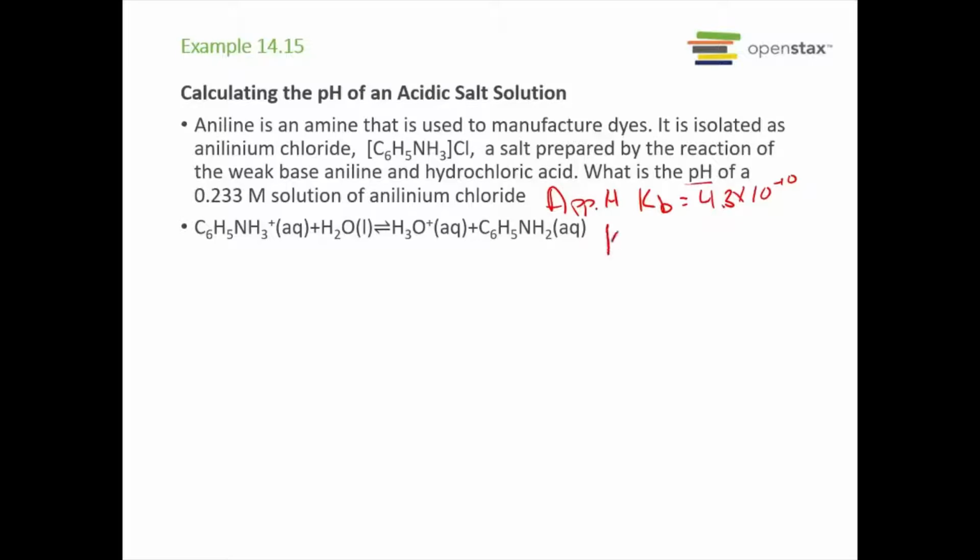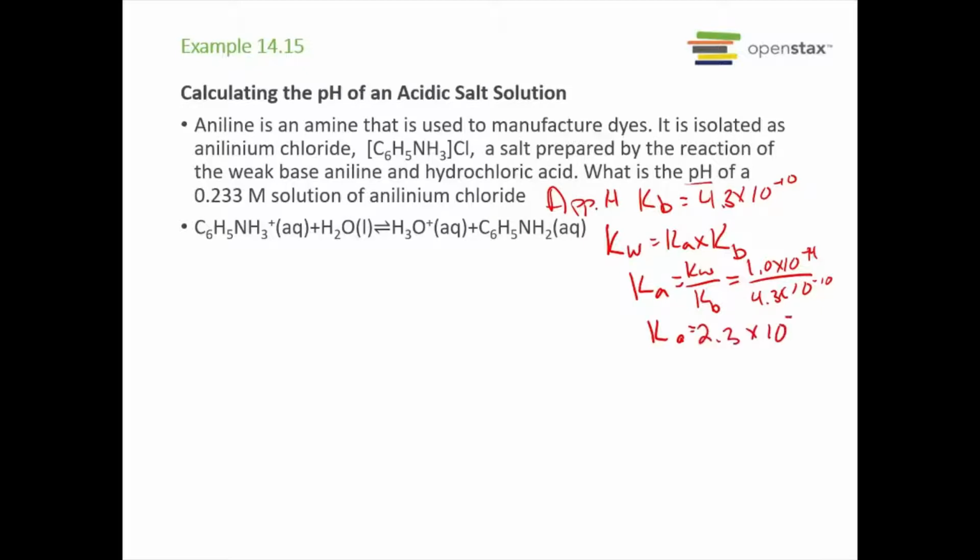And recall that Kw is equal to Ka times Kb, so we can find Ka then. Ka equals Kw divided by Kb. So 1.0 times 10 to the negative 14 divided by 4.3 times 10 to the negative 10th. So our Ka for the anilinium ion is 2.3 times 10 to the negative 5th power.